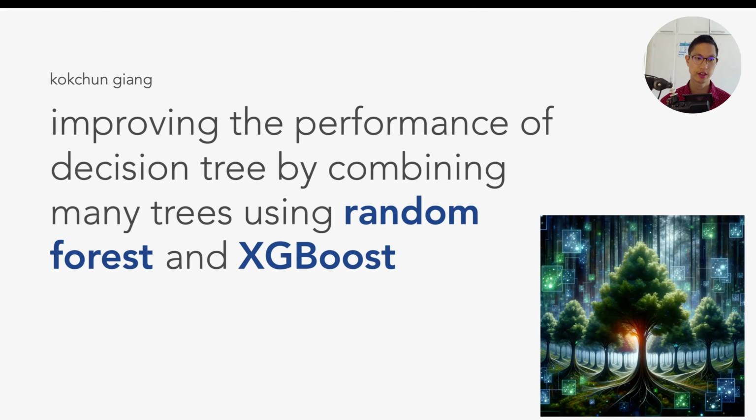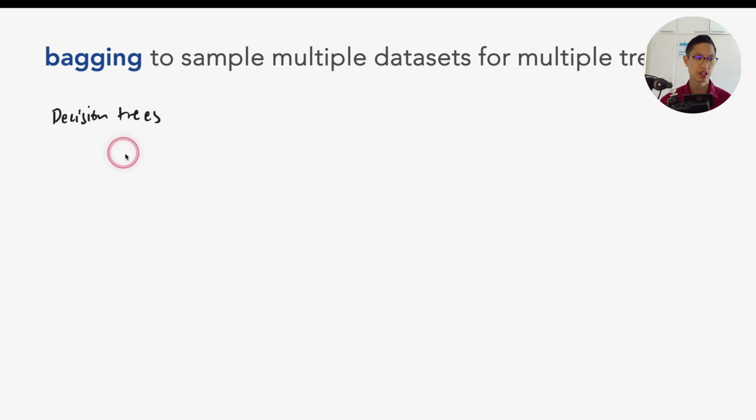Improving the performance of decision trees by combining many trees using Random Forest and XGBoost. We have talked about decision trees before, and about their low performance but high interpretability. And now it's time for us to combine many trees to create a forest. So let's see how that is done. Starting with decision trees, we have bagging to sample multiple datasets for multiple trees. Okay, what does this mean? Let's see. So decision trees, we start there.